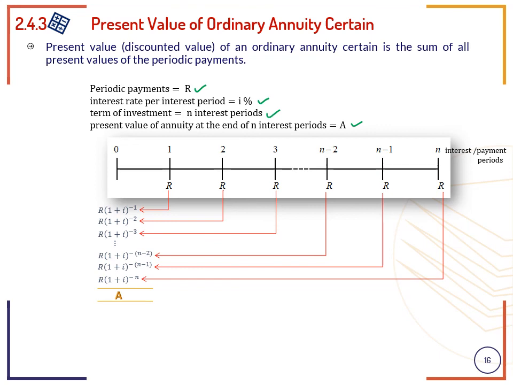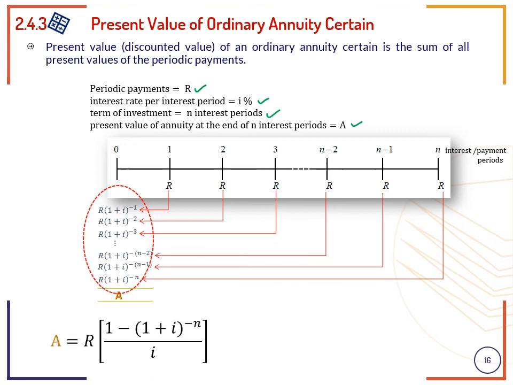Interest rate per interest period is denoted as I. Term of investment is denoted as N, which means the number of interest periods. And present value of annuity at the end of an interest period is denoted as A. As stated in the definition, present value of annuity is the sum of all present values of the periodic payments. The formula to calculate present value of annuity is as follows.